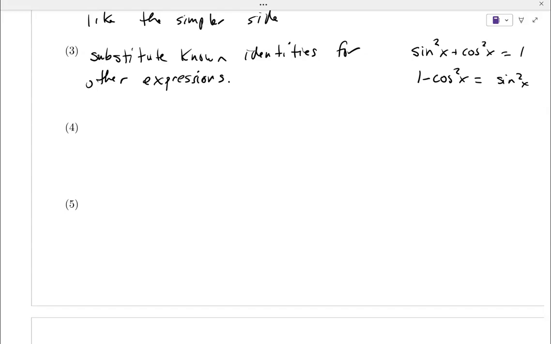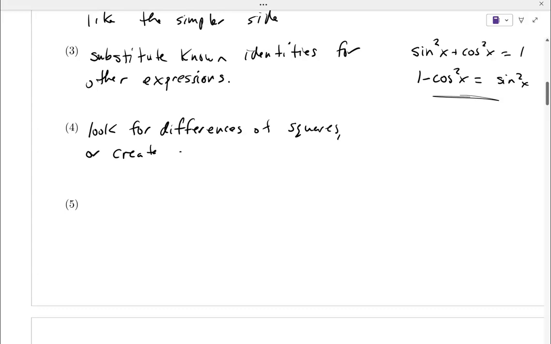Another thing, and this actually gives me another example here. Sometimes you have to be a little bit creative to get some known identities. So one of the things you might want to look for maybe are differences of squares, or maybe even create differences of squares. What do I mean by that?